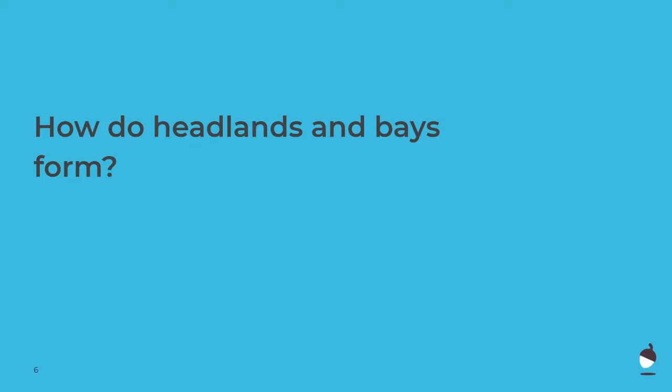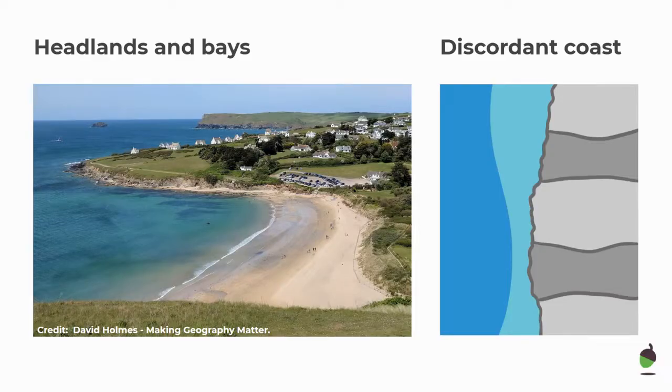How do headlands and bays form? We've got a lovely picture on the left-hand side of headlands and bays. It looks a very beautiful area. You have got one headland in the centre of that photo, and the headland is the large piece of land that is stuck out to the sea. If we look to the back of the image, you can see a second headland in the distance. In between the two headlands at the front, there is a wide sandy beach.